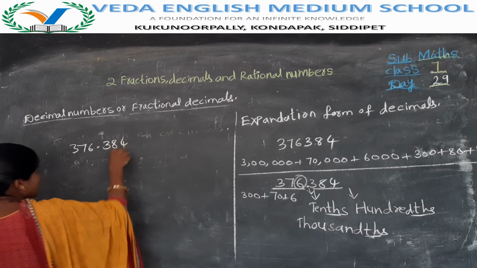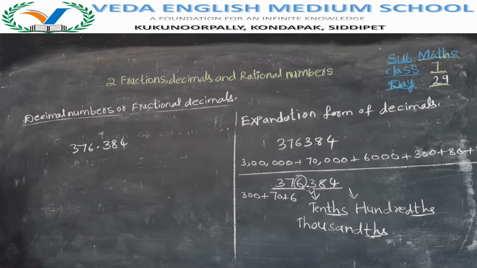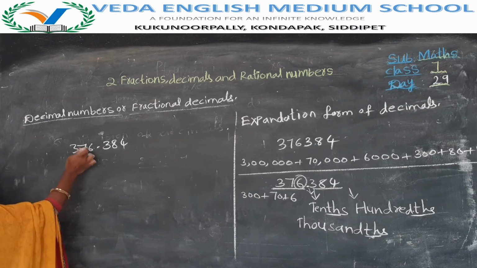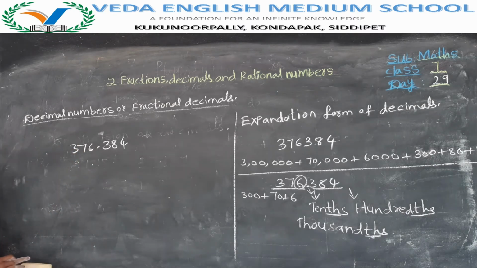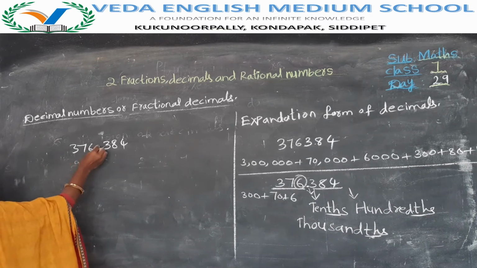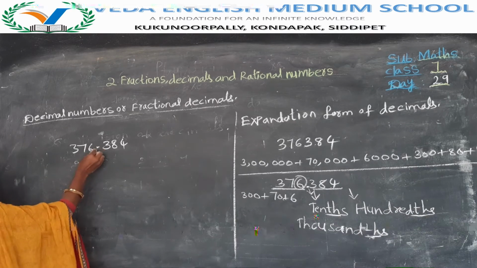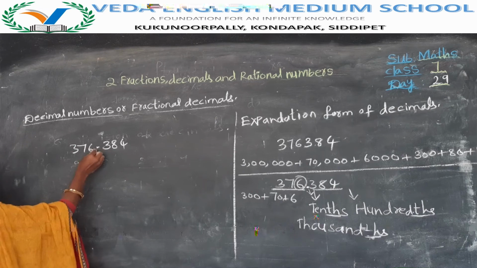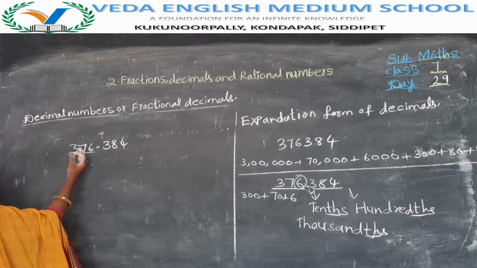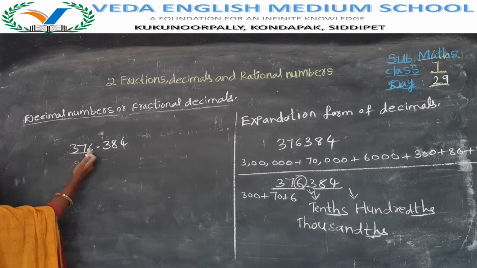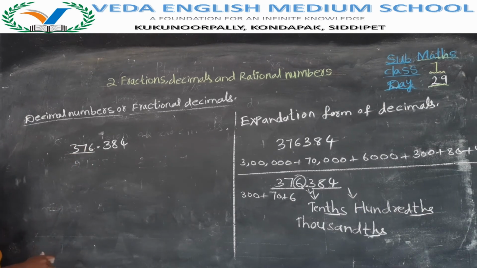376.384. In this 376.384, 376 is a normal number. So ones, tens, hundreds are the place values before the point, in the whole number part. Before the point, it is called the whole number part or integral part. In the integral part, place values move from right side to left side, and the place values start from ones, tens, hundreds, like that only.